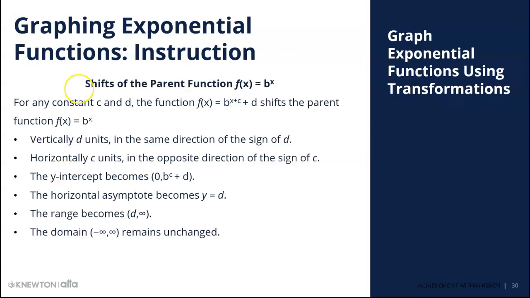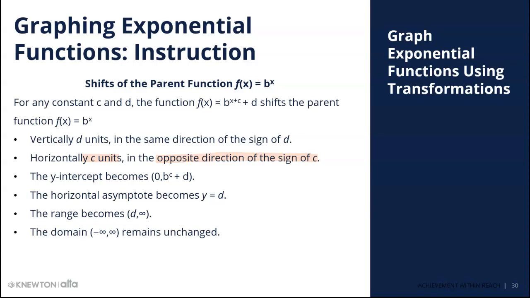And so therefore, for any constants c and d, the function f of x equal to b to the x plus c, plus d, shifts the parent function, this is the parent function, b to the x, vertically d units in the same direction as the sign of d, and horizontally by c units in the opposite direction of the sign of c.